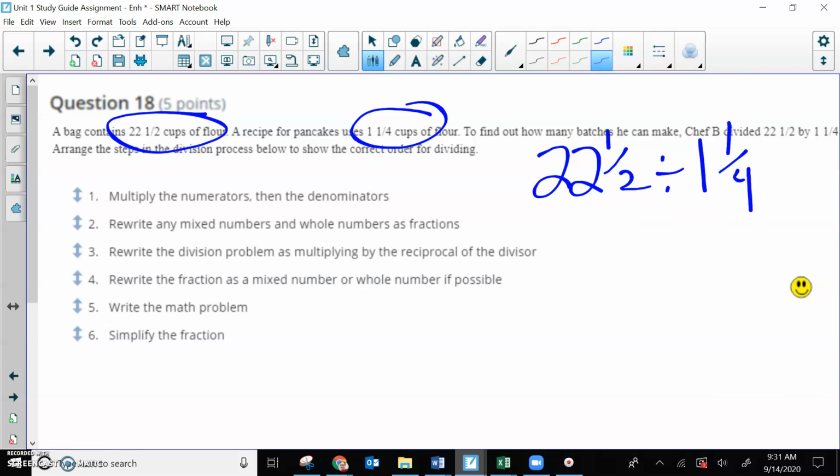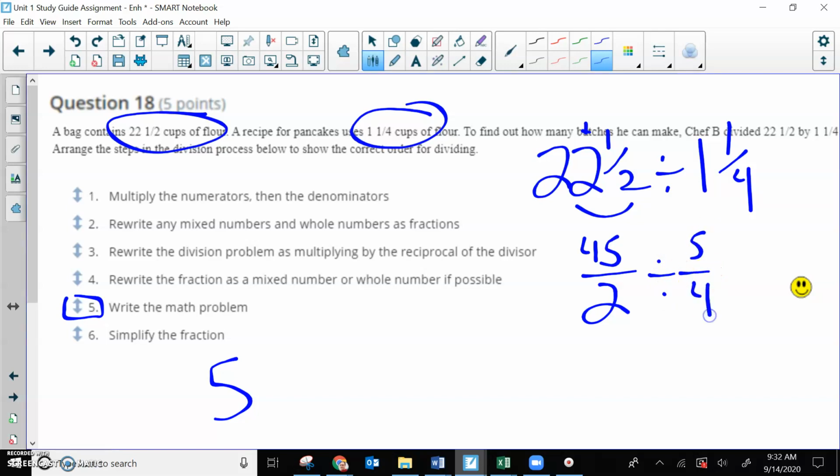So the first thing we need to do is do what I just did right there. Write the math problem. That's number 5. I'm going to put 5 right here. So first one, we have to write the math problem out. Now we need fractions, right? So I'm going to multiply 2 times 22 and add the 1 right there. So I get 45 over 2. Now remember, you don't have to do this. It's only asking you for the process. But it does help to kind of walk through and say, okay, now I got my fractions.